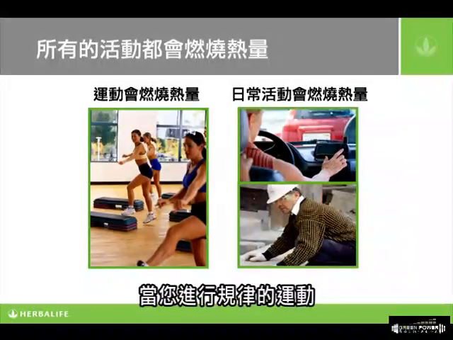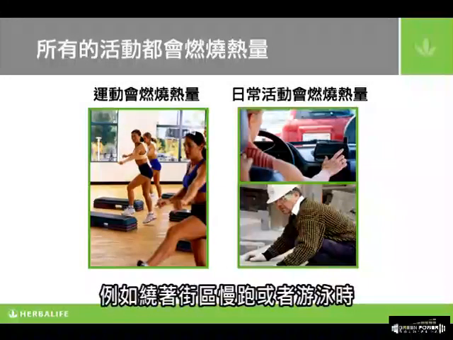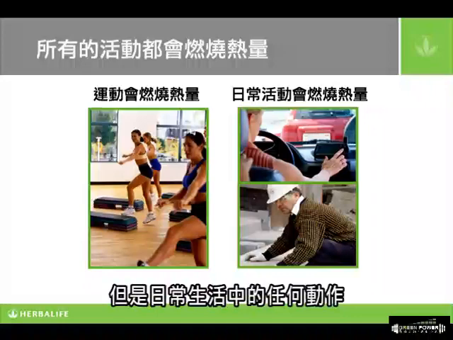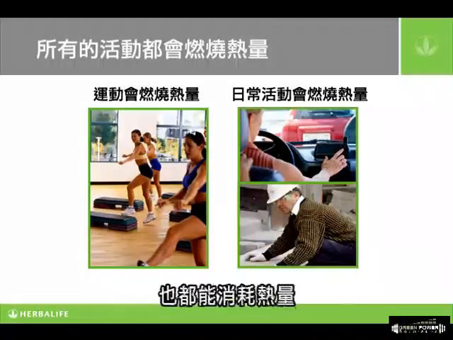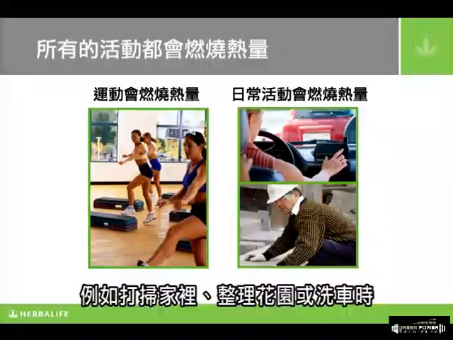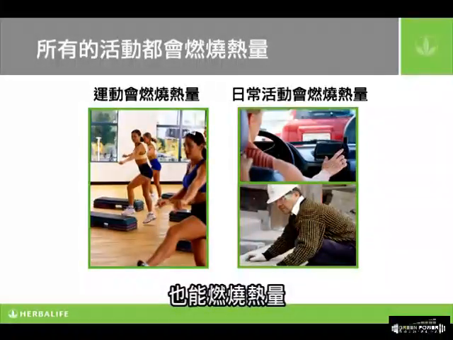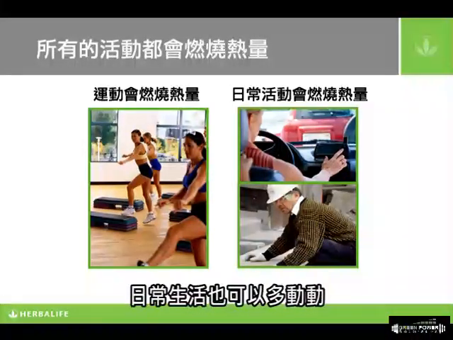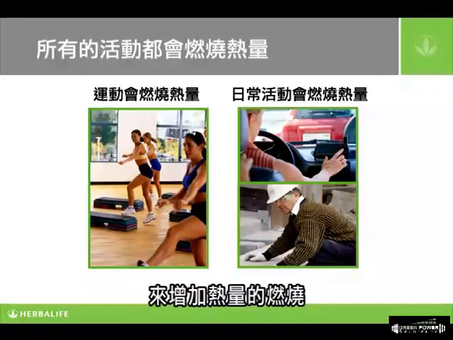Some calories are used up when you're doing regular exercise, such as jogging around the block or taking a swim. But any movement that you get during the day uses up calories too. If you are cleaning the house, gardening, or washing your car, you're burning calories for energy. That's why, in addition to your regular exercise program, it's a good idea to work extra movement into your day to increase your calorie burn.